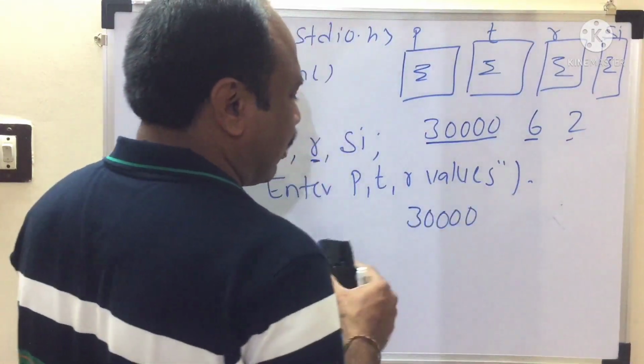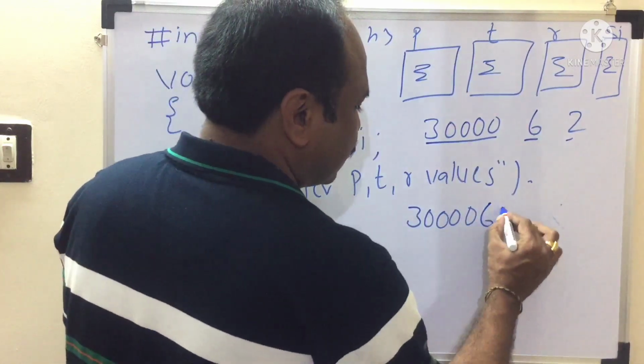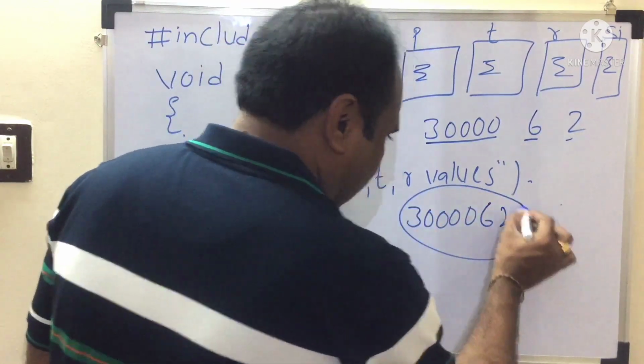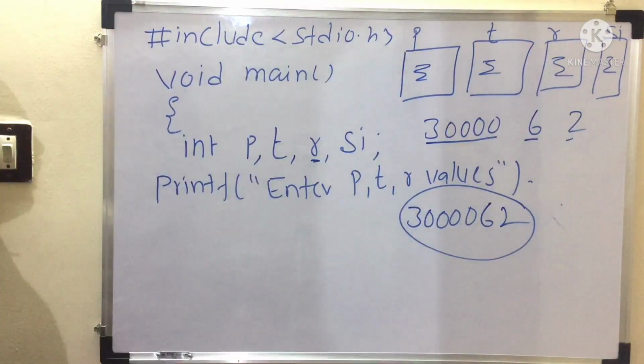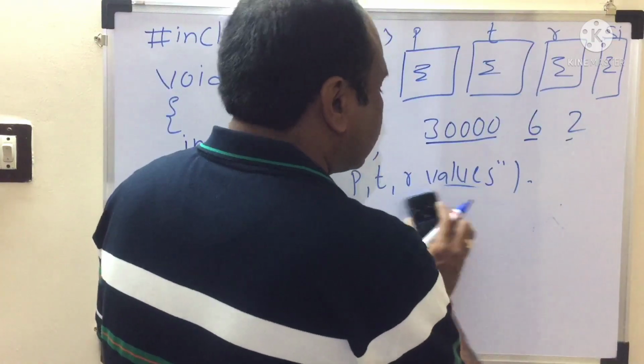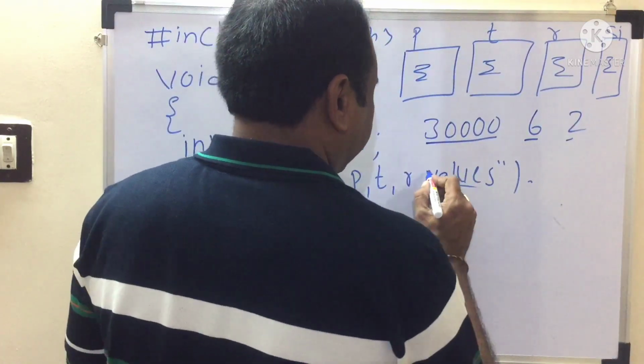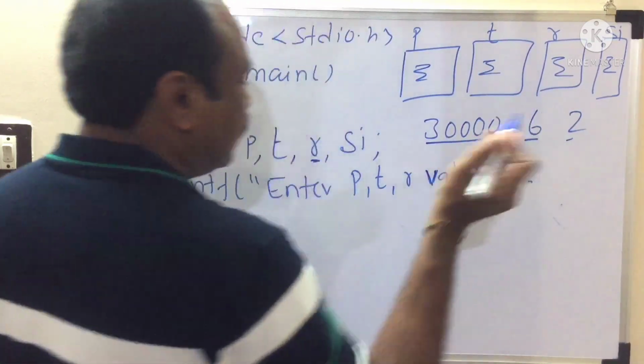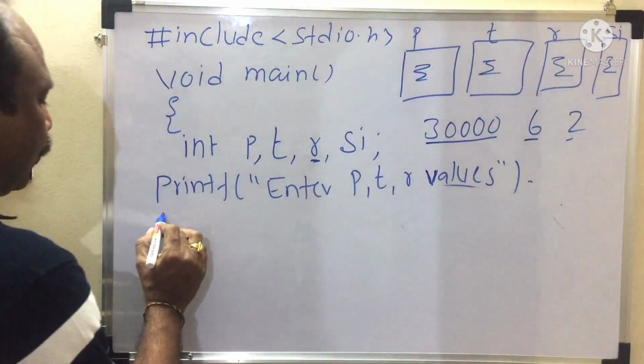Don't give like this. Even some of you will give like this: 30, because we have to give 3 values, sir. But 30,000 6 2 means this complete value will be treated as a single value. It will take it as the first value P. So if you want to provide 3 values, provide like that. 30,000 6 2, we have to read them.